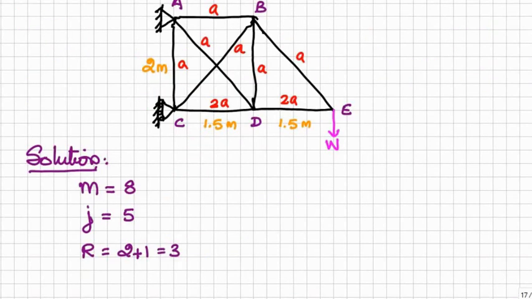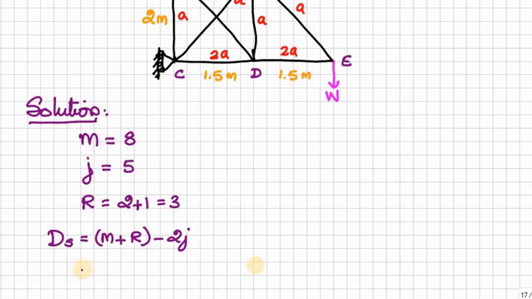As usual, first we have to find out the degree of static indeterminacy. Therefore, m is equal to 8 members here. That is AB, BE, then DE and CD, then AC, then AD, then CD. There is no joint here, there are only 2 members, not 4 members. Then j is equal to 5, number of joints is equal to 5: 1, 2, 3, 4, 5. Then reactions 2 plus 1 is equal to 3.